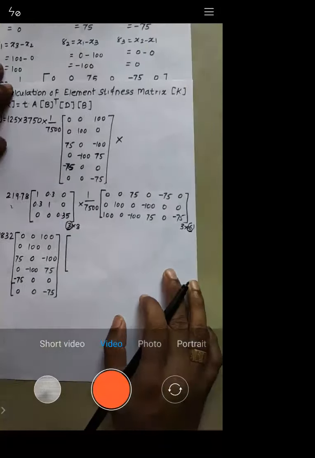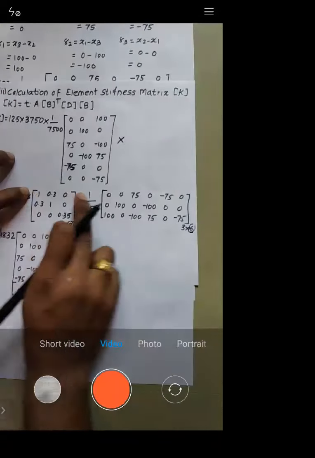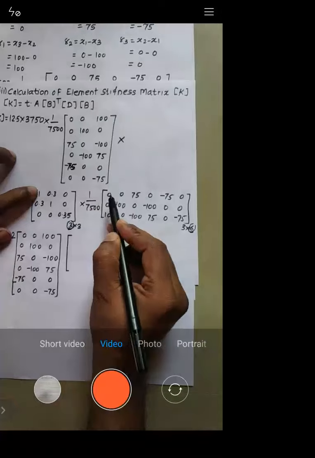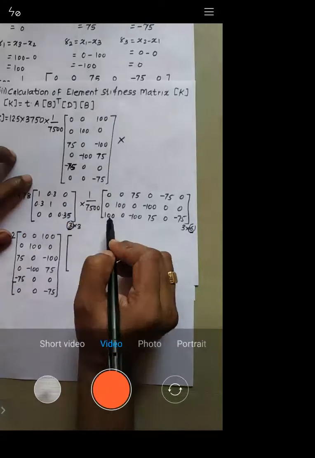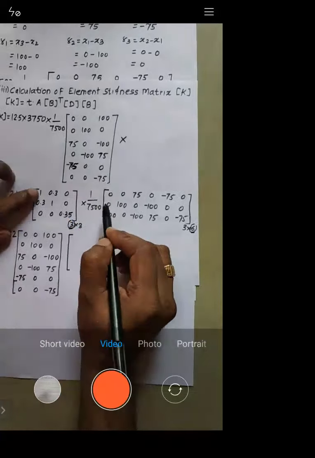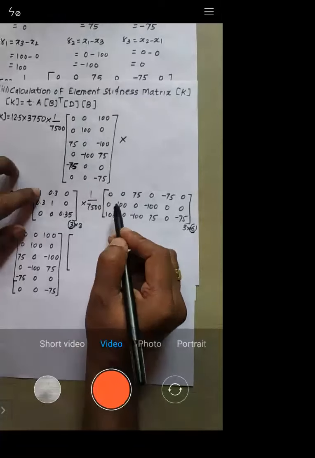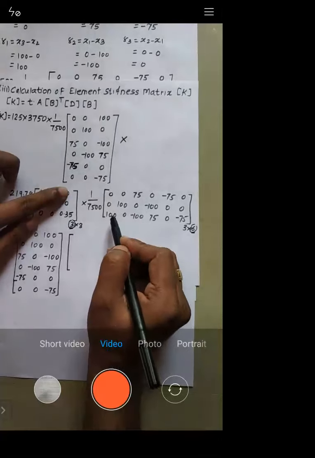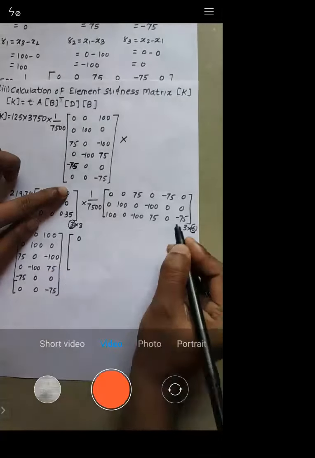So let's do that. How to multiply the matrix? Okay, this row multiplied by this column, right? So see here, 1 into 0. Try to understand. First row multiplied by first column. 1 into 0 is 0, right? 0.3 into 0 is 0. 0 into 100 is 0. So I will write down 0 here, right?